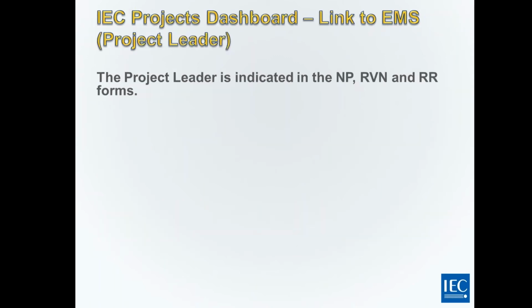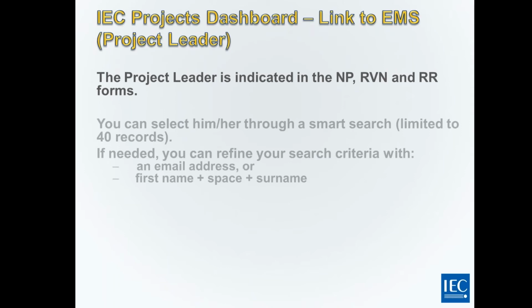The project leader linked to the IEC expert management system. So the project leader is indicated in the new work item proposal, the result of voting on new work item, and the review report. You can select him or her through a smart search, which is limited to 40 records. And if needed, you can refine your search criteria with an email address or first name plus a blank space plus the surname.